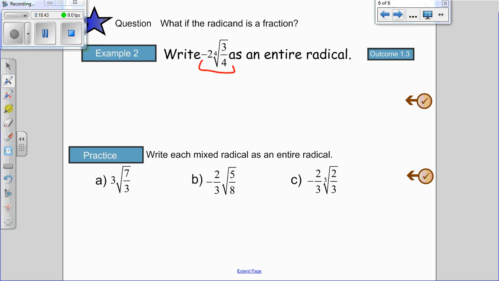-2 times the 4th root of 3/4. I've told you guys bring the -2 under it and then put it in the power of something. But I also want to use brackets. So this becomes the 4th root of, and I'm actually going to keep my fraction in brackets too, just because it keeps things organized for me.